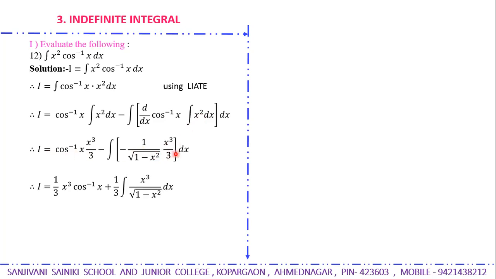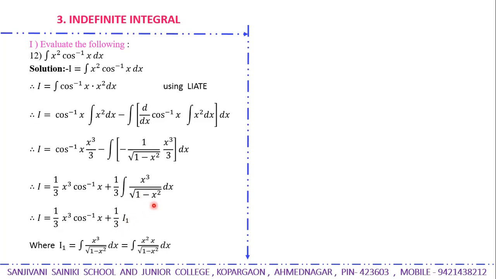Take a little arrangement here. So 1 upon 3 x cube cos inverse of x plus, this minus becomes plus, 1 upon 3 we can take outside. So 1 upon 3 integral of x cube upon root 1 minus x square dx. I will call this integral as I1 and we will solve this separately.